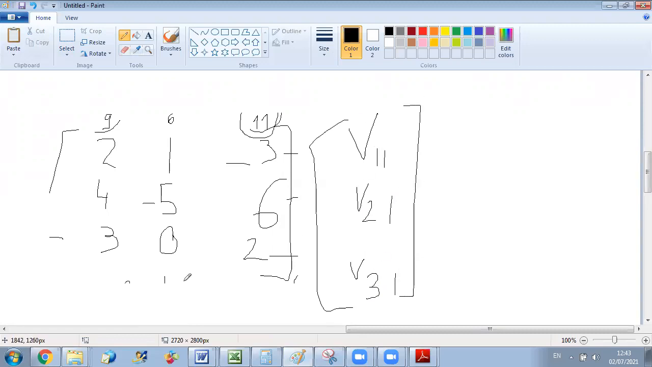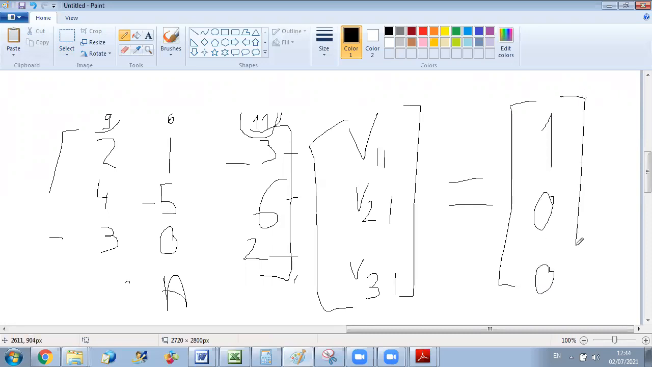I should expect that when I multiply A by this column, what will be my result? 1, 0, 0. Exactly, 1, 0, 0, which is the first column of my identity matrix. So when you write it like this, it is a system of 3 equations, and I can write what are the 3 equations with 3 unknowns that I will have.